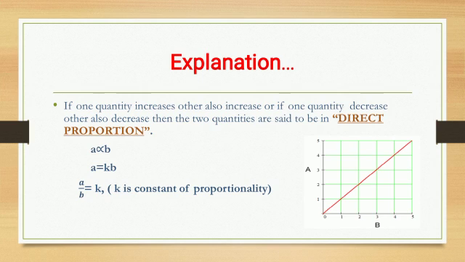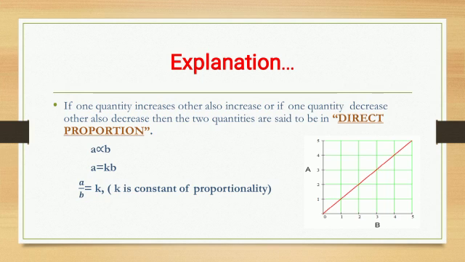Clear? The name is there, K is the constant of proportionality. It means throughout the problem, K is going to remain the same, because the word constant has been used over here. Clear? So what is K? That is the ratio of the two quantities, A upon B. A upon B is also called the ratio. You can also write A upon B is equal to A ratio B. So the ratio of the two quantities is always called the constant of proportionality.